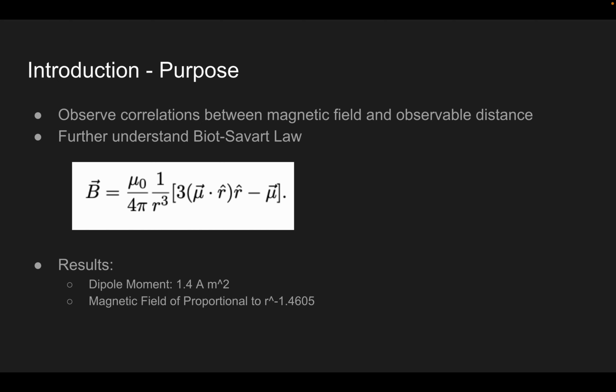For the overview of the results, I calculated the dipole moment to be 1.4 A·m², and the magnetic field is proportional to R to the negative 1.4605 power.